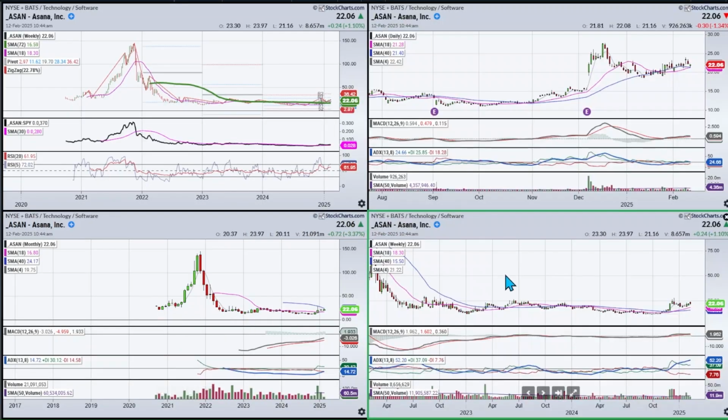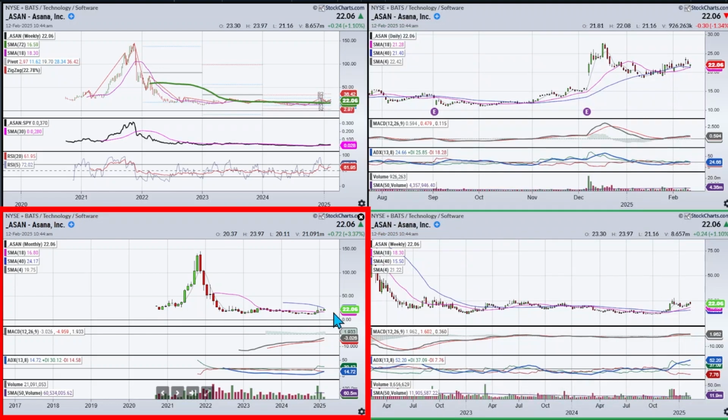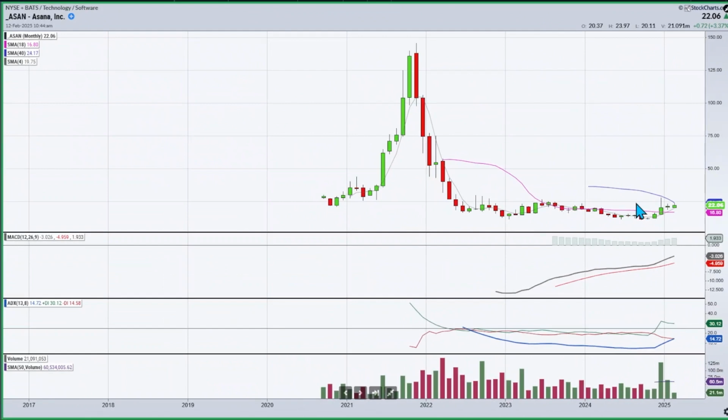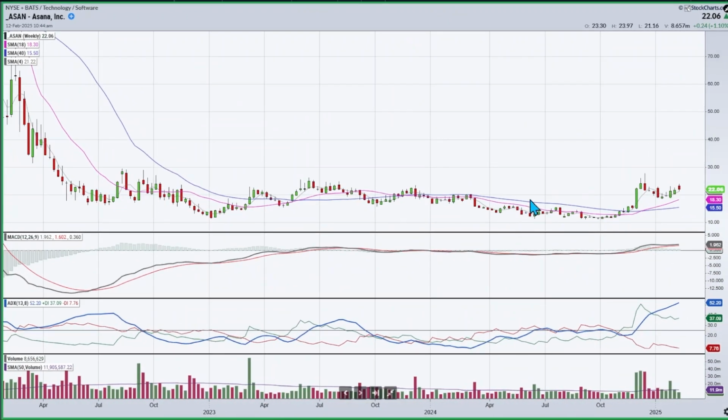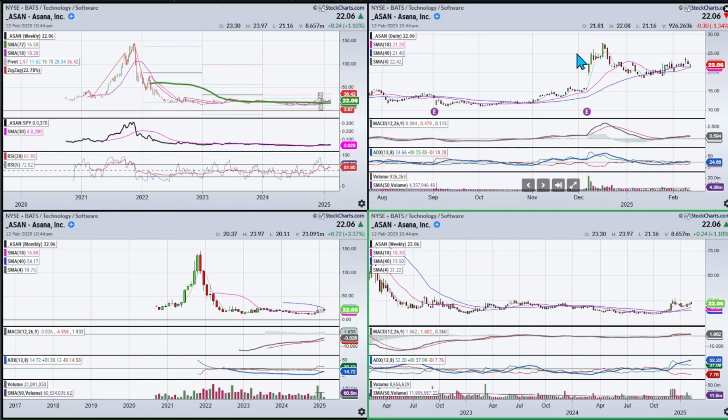Okay, if we look at this ASAN, we've been basing for a pretty long time. We're coming up against the 40-month moving average. And typically I would say, hey, we kind of want to get through that, but I want to go and look at the weekly chart to determine whether I want to play it or not, because this is showing a lot of strength. The volume pattern is good. I think we can break through that 40-month moving average given the right set of circumstances.